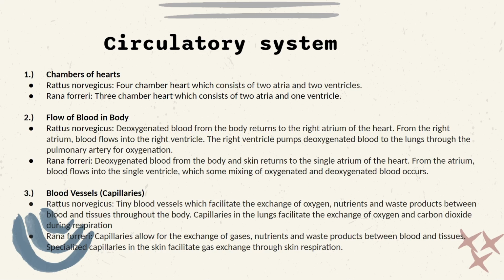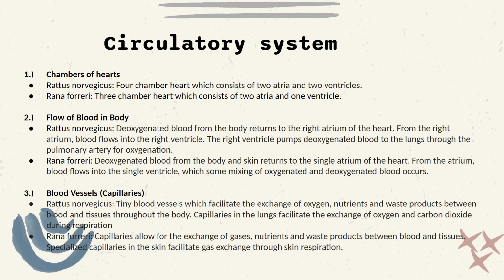Deoxygenated blood from the rat's body returns to the right atrium of the heart. From the right atrium, blood flows into the right ventricle. The right ventricle pumps deoxygenated blood to the lungs through the pulmonary artery for oxygenation. Deoxygenated blood from the frog's body and skin returns to the right atrium of the heart. From the atrium, blood flows into the single ventricle, where some mixing of oxygenated and deoxygenated blood occurs.